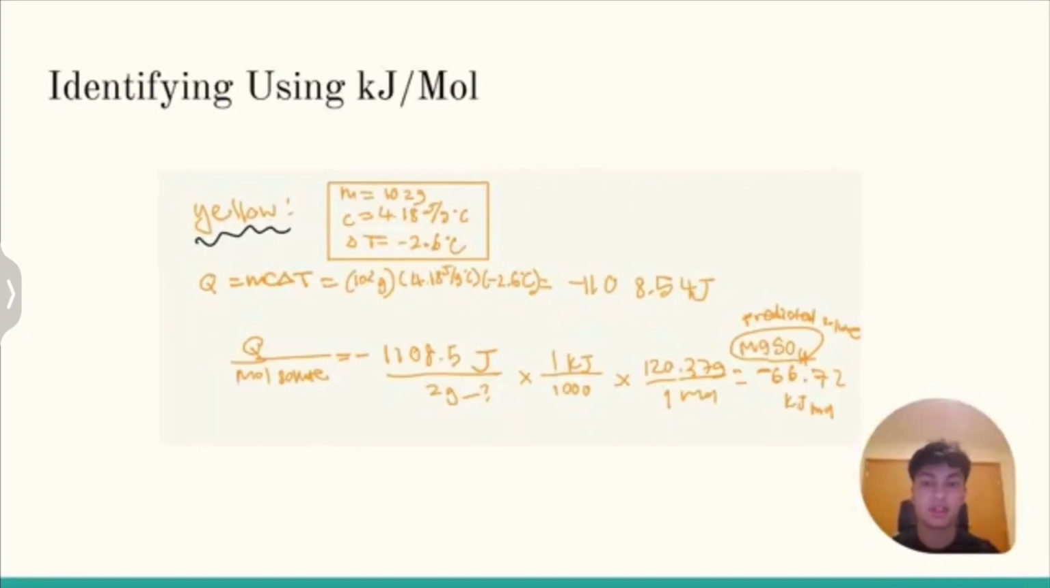If you do the same for yellow, but substitute the delta T for negative 2.6, we get 1108.54 joules. And then if you do the same thing to convert it to kilojoules per mole, we get negative 66.72, which leads us to identify the yellow substance as MgSO4.